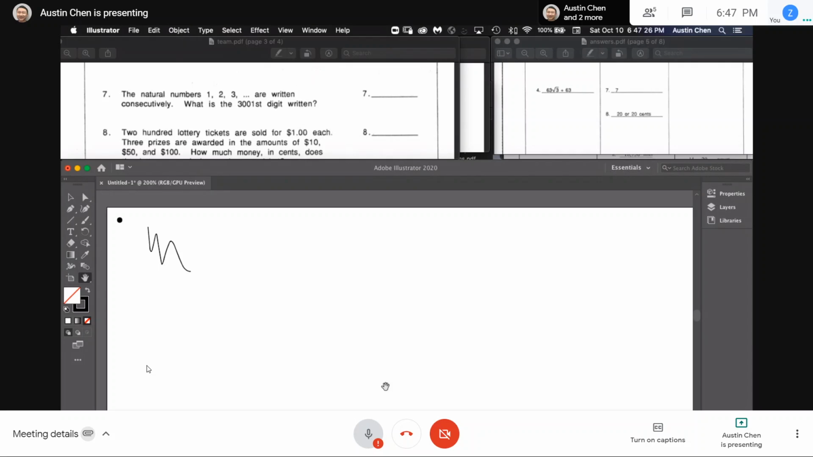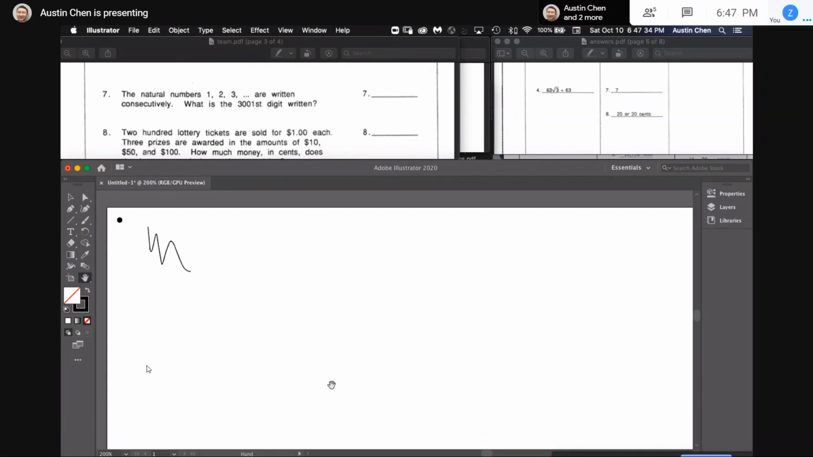So right now we have number 7: the natural numbers 1, 2, 3, dot, dot, dot are written consecutively. What is the 3001st digit written? So not the 3001st number written, the digit written, right? If it was just a number, that would be extremely easy. It would just be 3001.